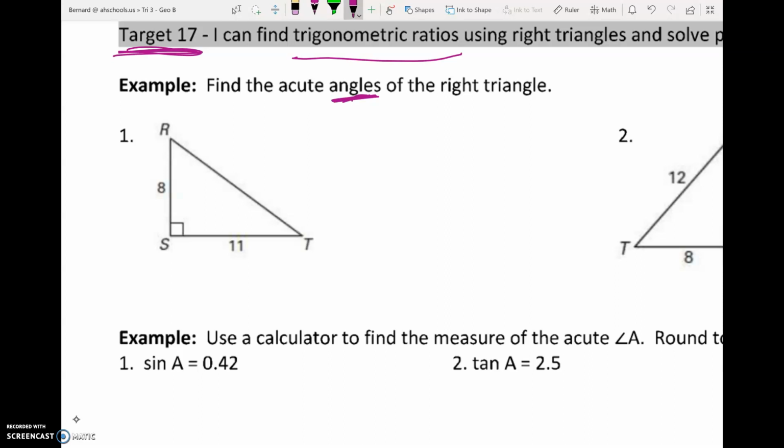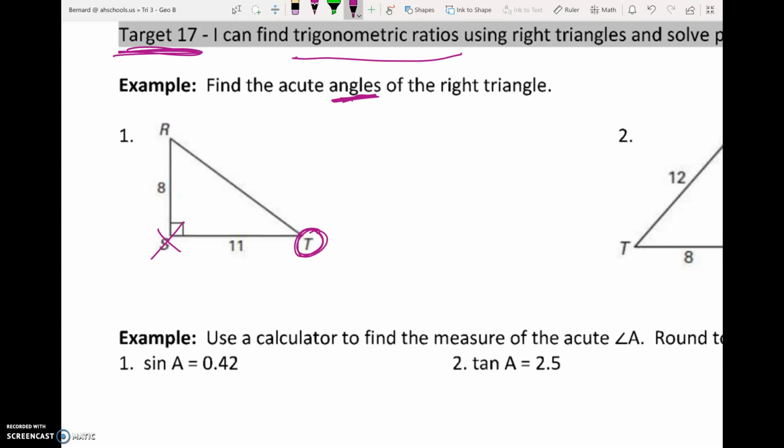So it says find the acute angles in the right triangle. That's going to mean R and T. Remember, it doesn't mean S. We already know S. It's a 90, but we just don't base anything with sine, cosine, or tangent around 90-degree angles. So what I want to do is let's find T first.